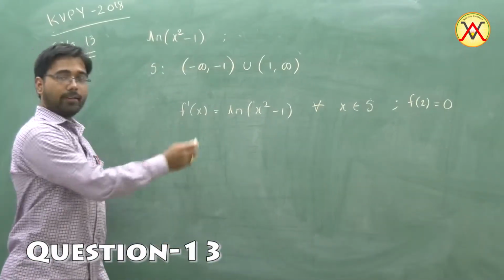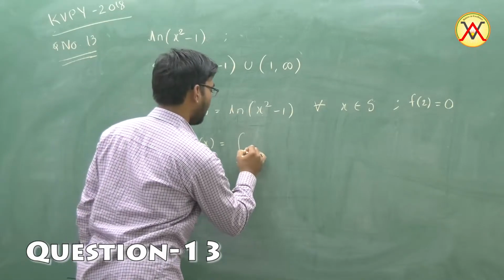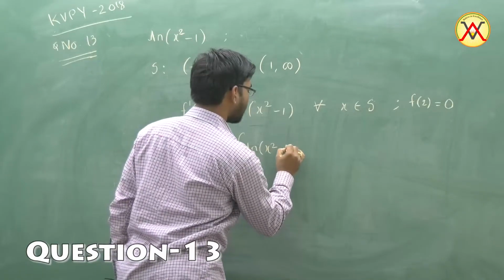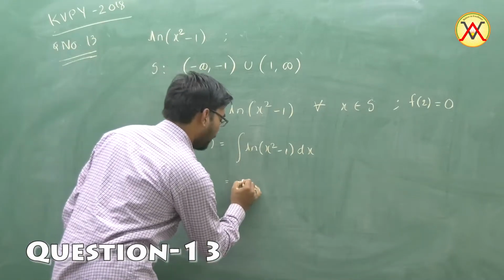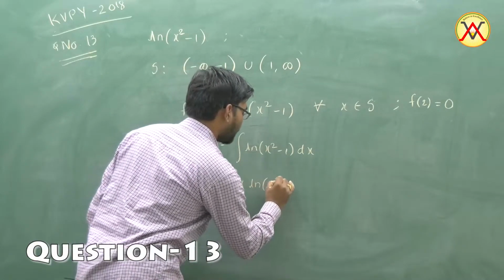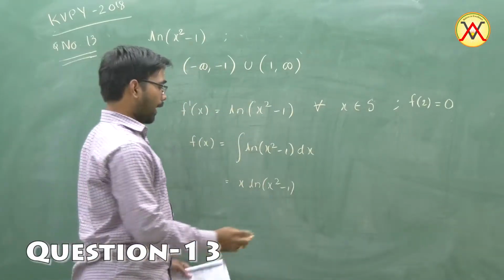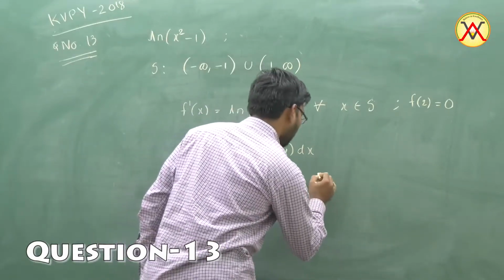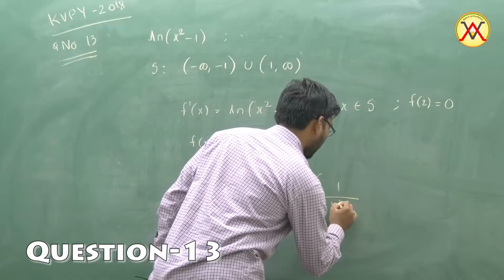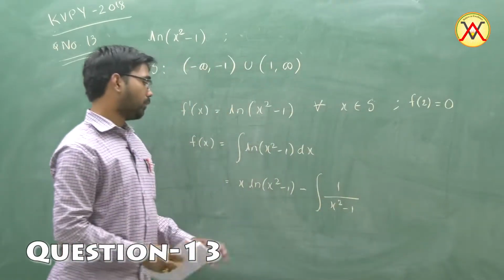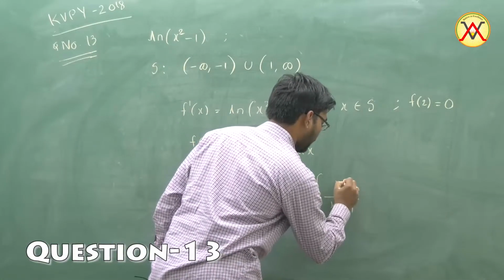So let us try to integrate. If we integrate this, we have f of x is equals to integral ln of x square minus 1 dx. So if we do integration by parts, we have x into ln of x square minus 1, considering 1 as my second function, minus you will have an integral of 1 upon x square minus 1 into 2x into x, that is 2x square. So I'll write 2x square dx.